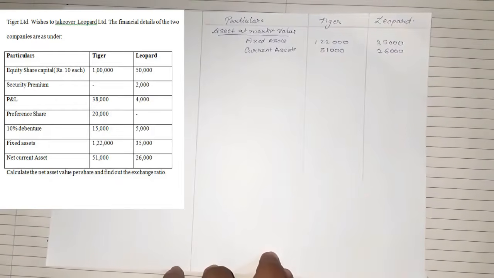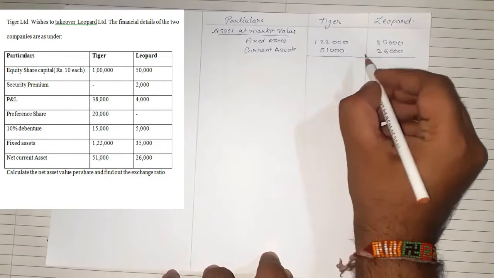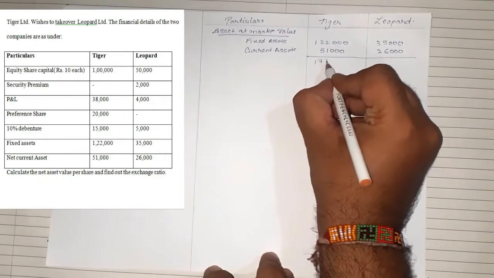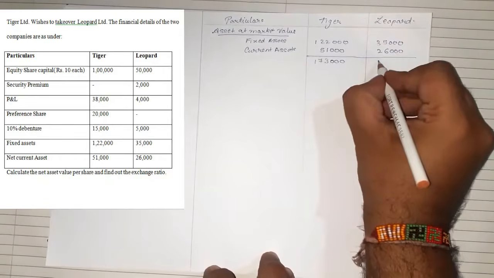Okay, the moment we add up, we will get our total assets. So we will add it up. So 1,22,000 plus 51,000 is 1,73,000. 35 plus 26 is 61,000.